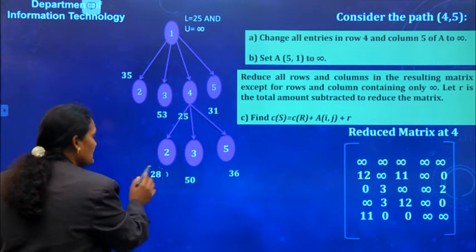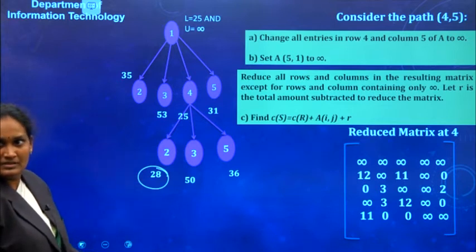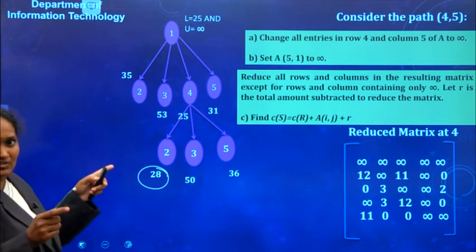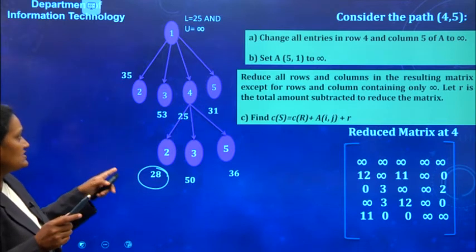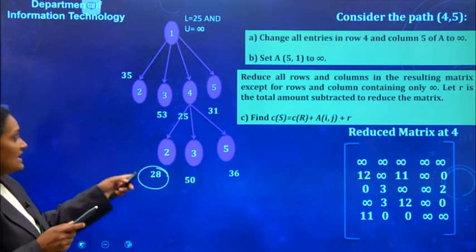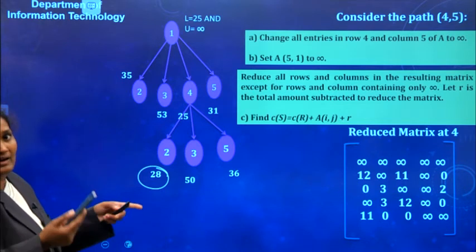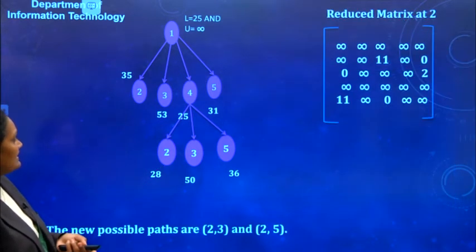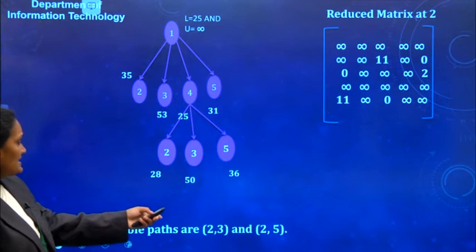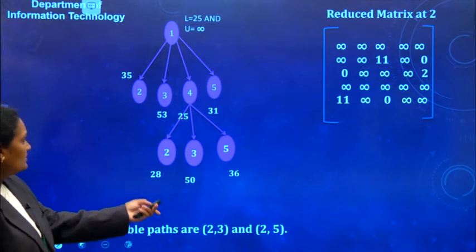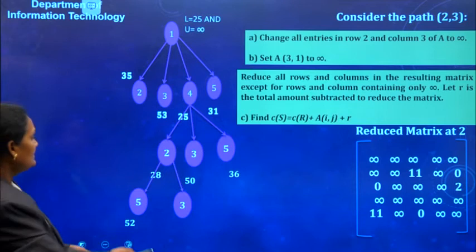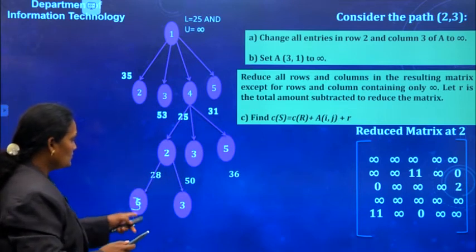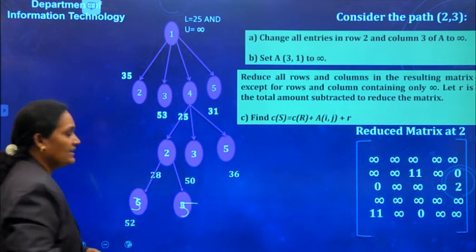Out of these 3, which is minimum? This one is minimum. So, the traveling salesperson starts from 1, next visits 4, next visits 2. Then what is the alternative for next? Either 3 or 5. So, how does the tree structure look? Here, the possible paths are 2 to 3 and 2 to 5.